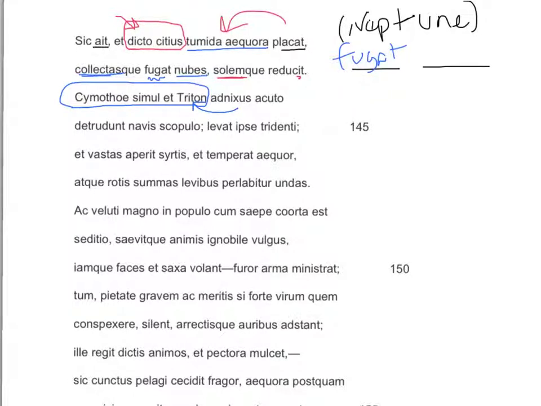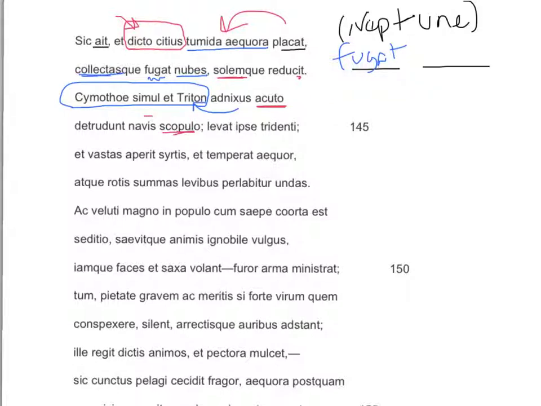Adnixus acuto. Adnixus is a really pesky participle because it takes an ablative object. So, leaning upon or using a sharp something. Acuto means sharp. A sharp ablative. Let's find the noun that goes with acuto. Nope, not detrudunt, not navis. Oh, here it is. Triton, using a sharp rock, frees the ships. Notice that long I.